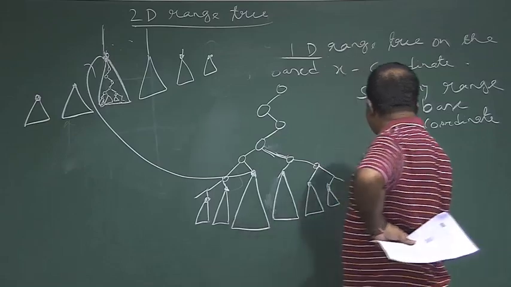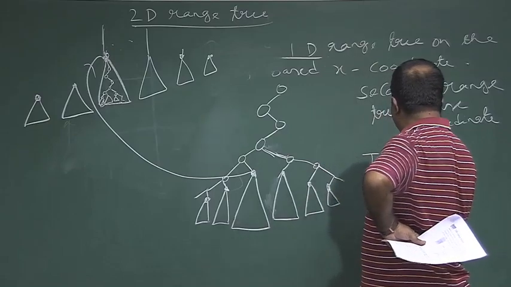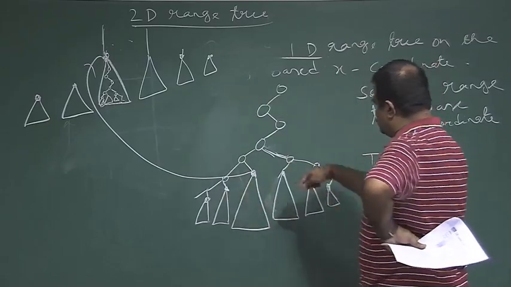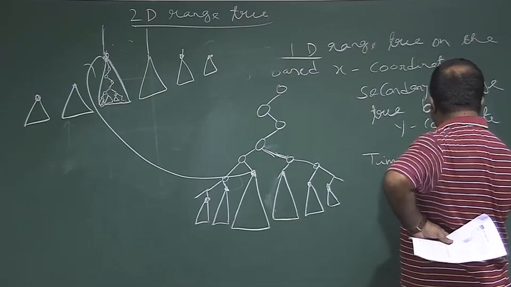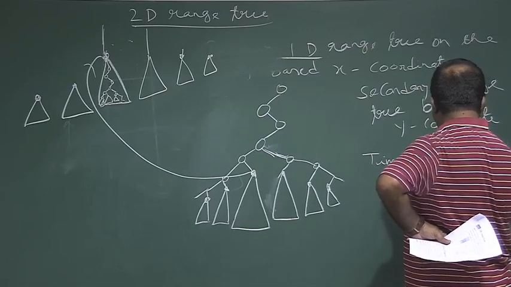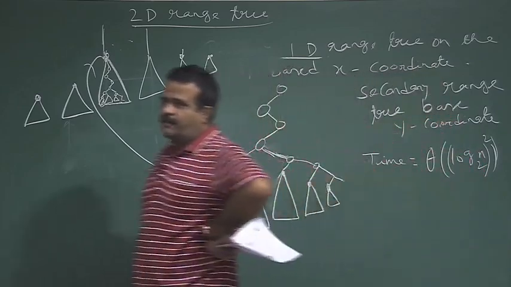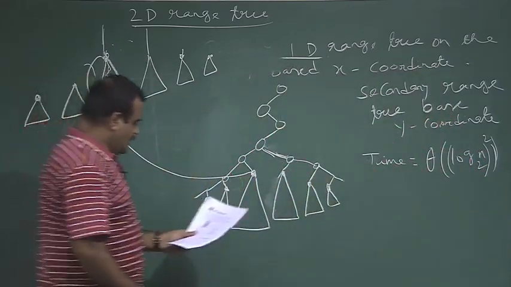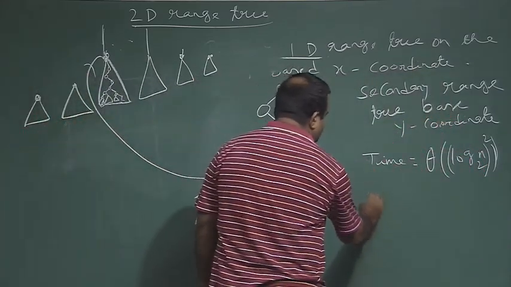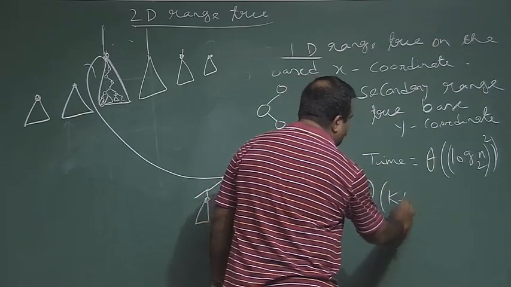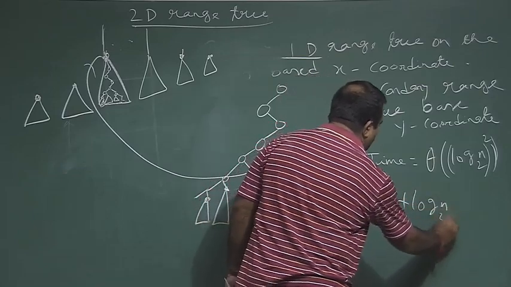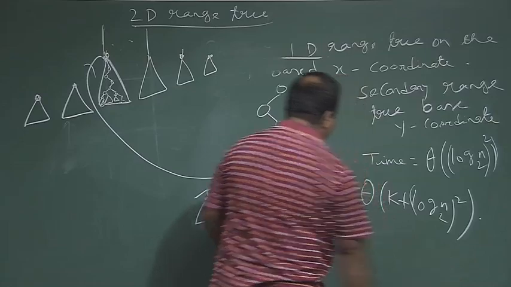Now, what is the time complexity for this? We are doing the search twice, so this is basically log n raised to the square. Now, if we have to report k points, then the time will be basically k plus log n base 2 squared.